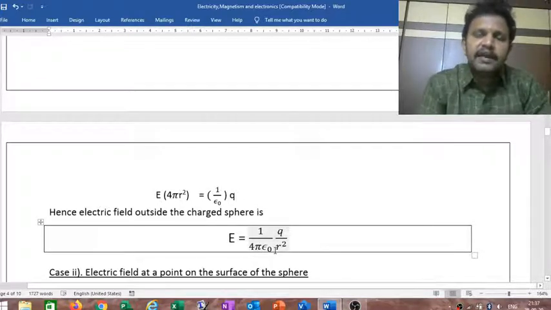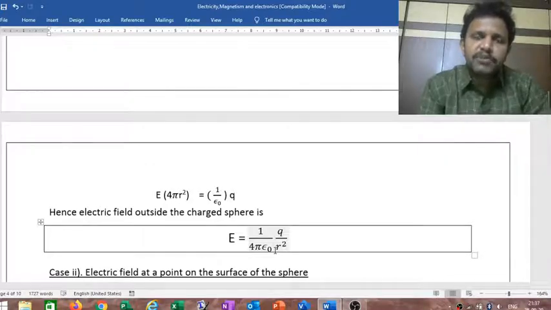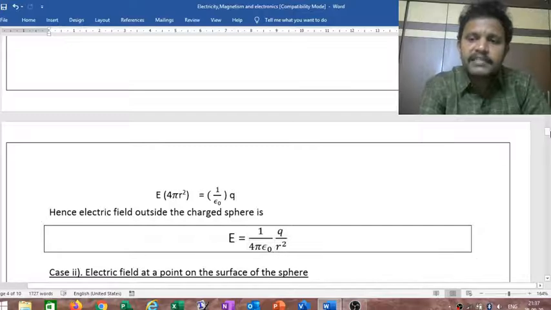That is, electric field at a point outside the charged sphere is inversely proportional to the square of the distance. That is, electric field gradually decreases with the distance. Let us see the second case.